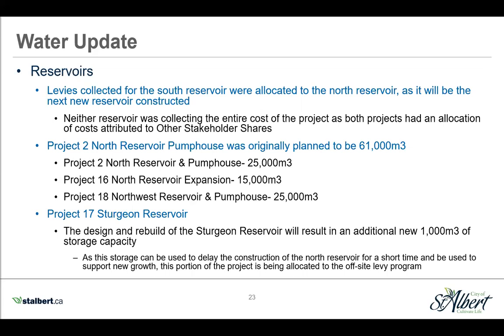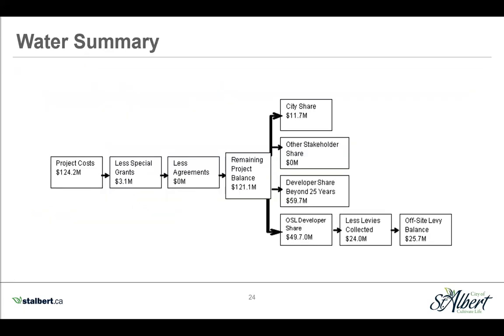And project 17, which is the Sturgeon Reservoir, is a new project. The design and rebuild of the Sturgeon Reservoir will result in an additional 1,000 cubic meters of storage capacity. As this storage can be used to delay the construction of the North Reservoir for a short time, and it's being used to support new growth, this portion of the project is being allocated to the offsite levy program.